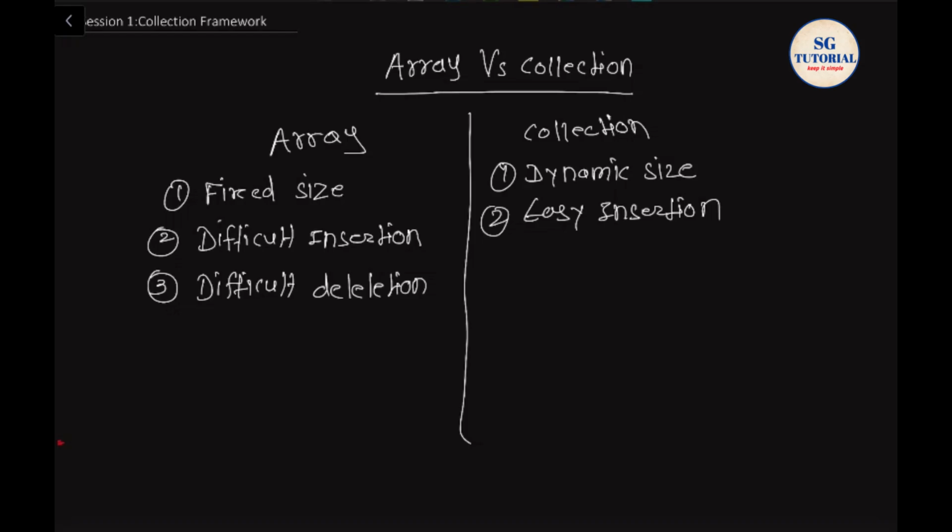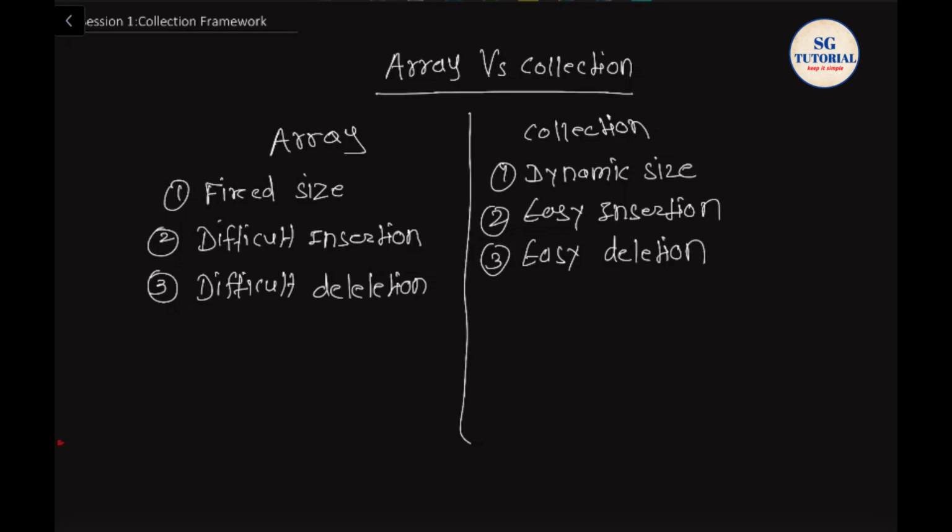must manually shift the remaining elements to fill the empty space. Whereas to delete an element from a collection is easier. That is easy deletion. So deleting an element from a collection is easier because collections provide built-in methods like remove to delete elements. They automatically adjust the remaining elements, making deletion much easier.